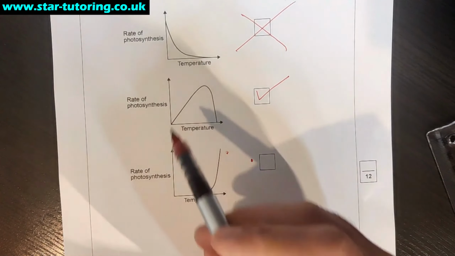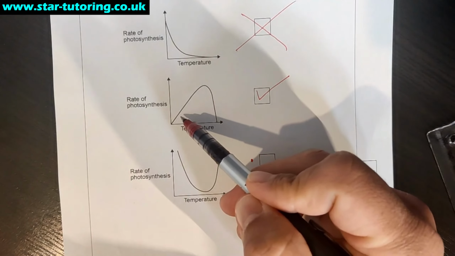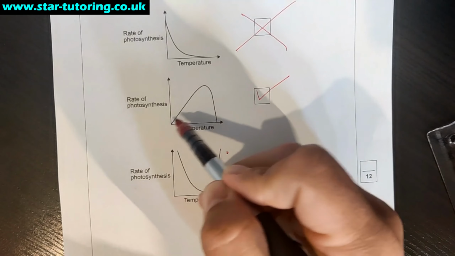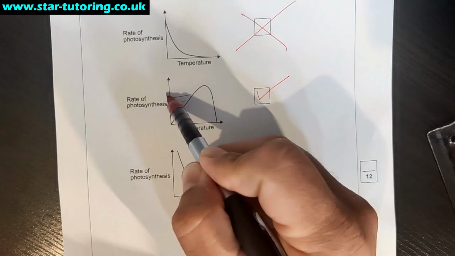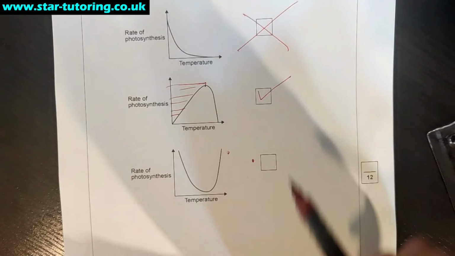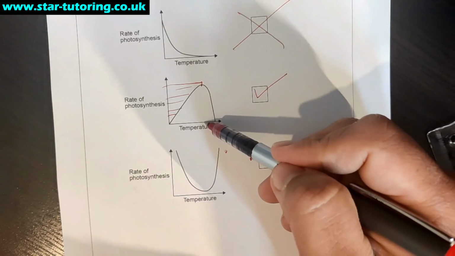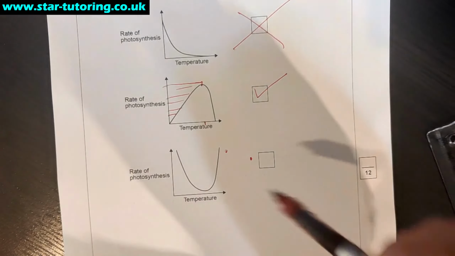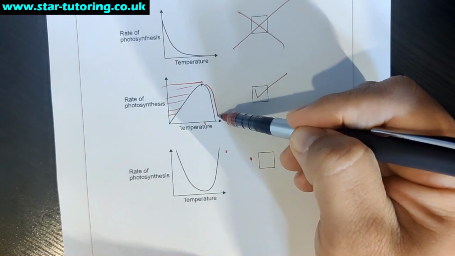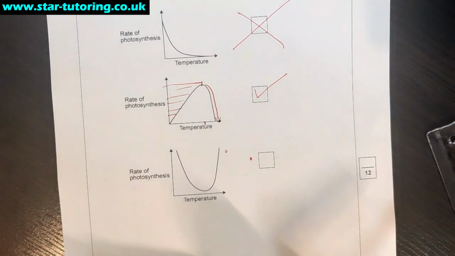That is your answer. So as temperature increases, the rate of photosynthesis also increases, because if we had numbers there, it will be increasing, and it gets to a point where the temperature is too hot, the enzyme is going to denature, and then the rate of photosynthesis is going to go back down. Okay, so that is your answer right there.